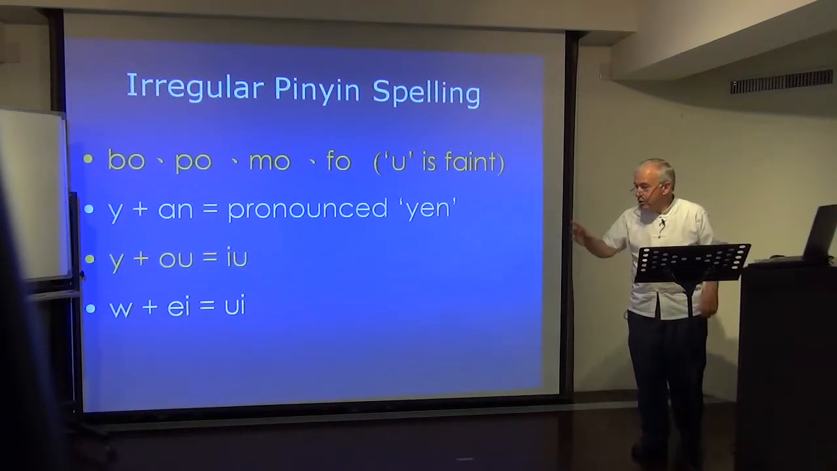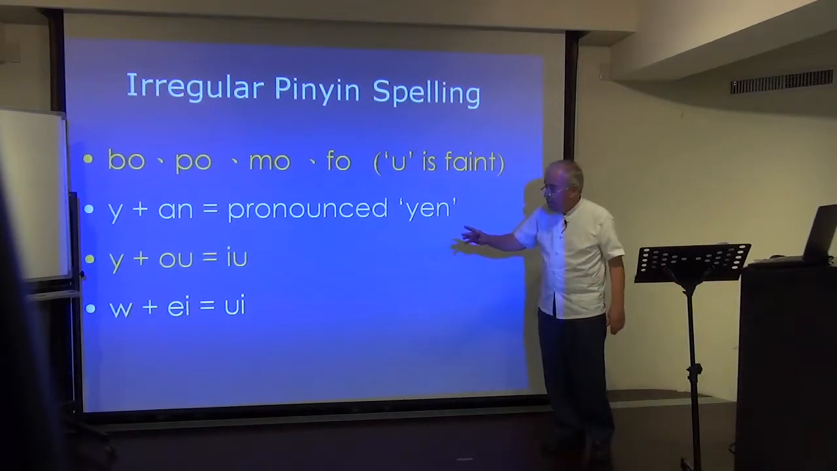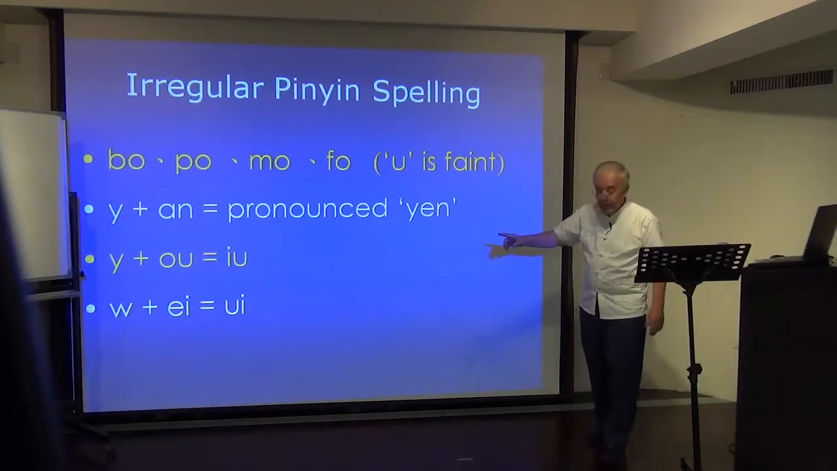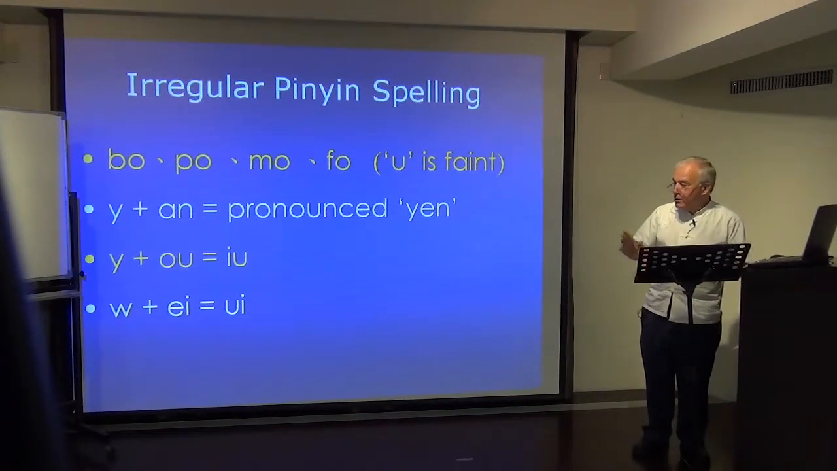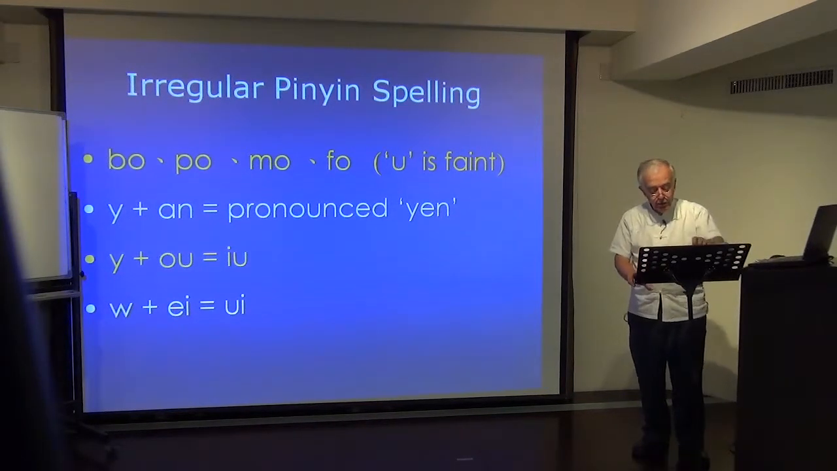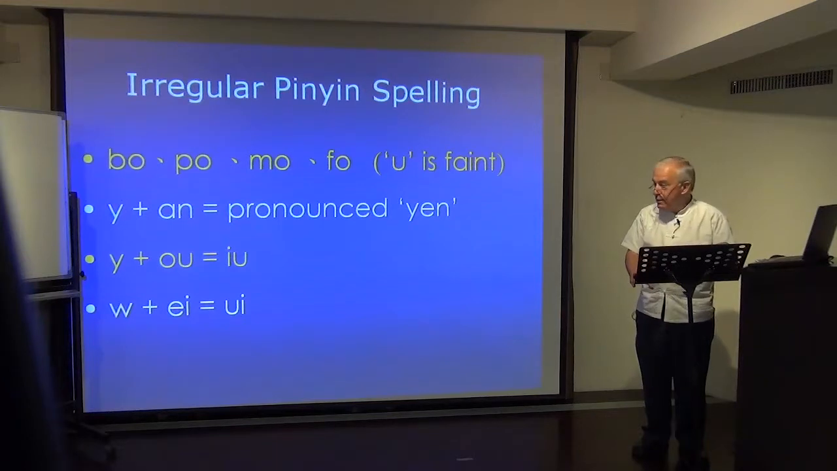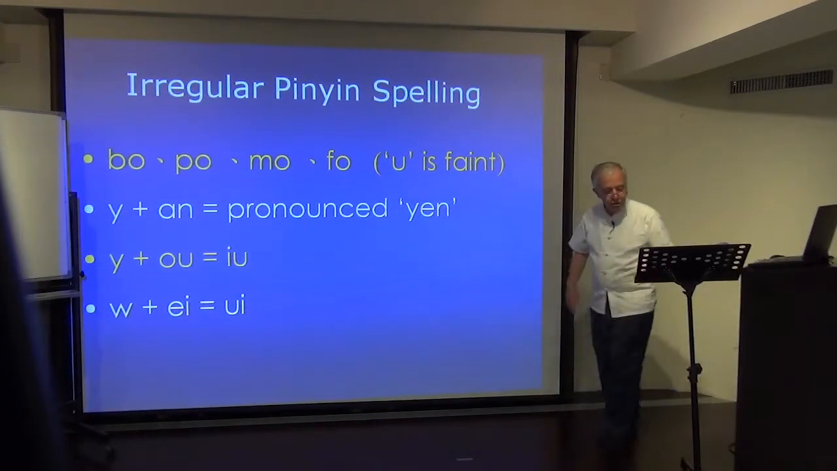Another variation is W plus EI, wei, as in wei shenme, but put a consonant in front and it becomes UI, as in the word dui. Dui isn't spelled D-U-E-I, it's spelled D-U-I. And some students get these two mixed up, I-U and U-I, but that's often just a temporary problem.